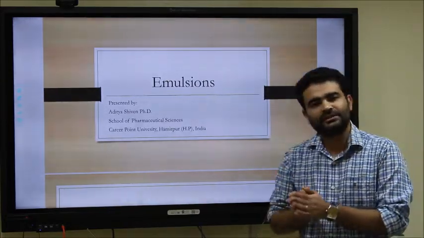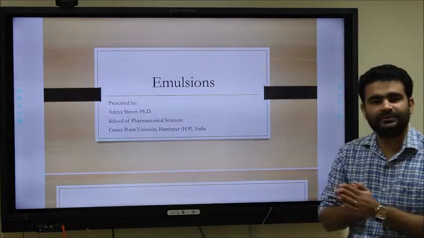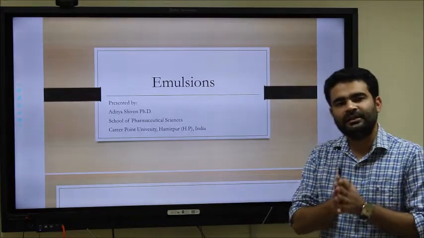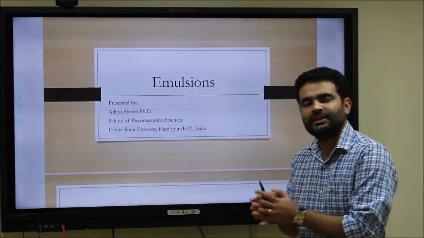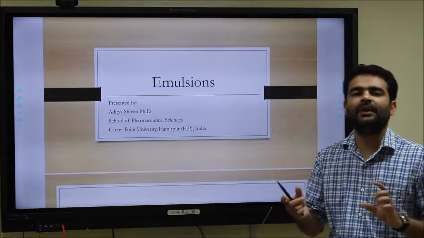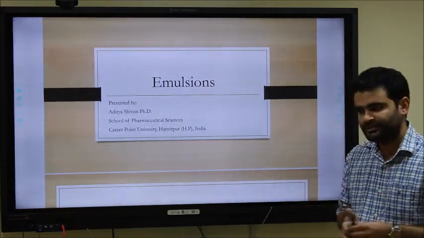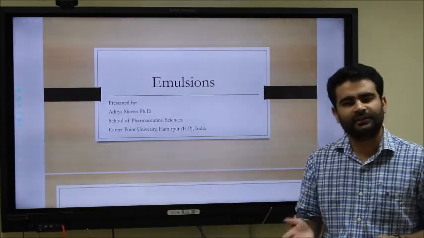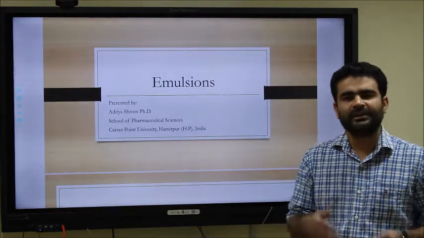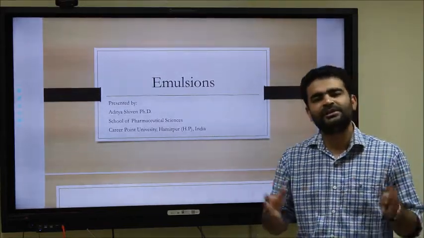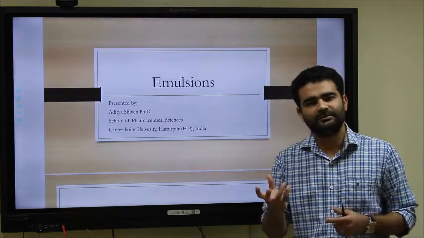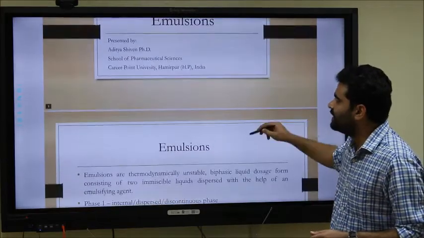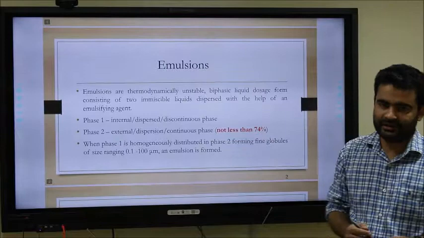However, there are two types of biphasic liquid dosage forms: suspensions and emulsions. The solid particle, the insoluble particulate, when dispersed in water, is called a suspension, and when two immiscible liquids mix together, they form emulsions. The most common example of two immiscible liquids is oil and water, or you can say petrol and water. When these two liquids are mixed together to form a homogeneous mixture, this is called an emulsion.